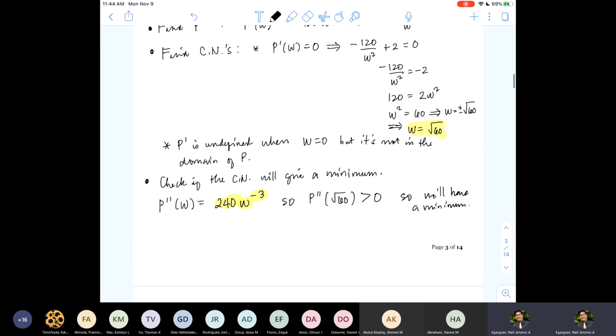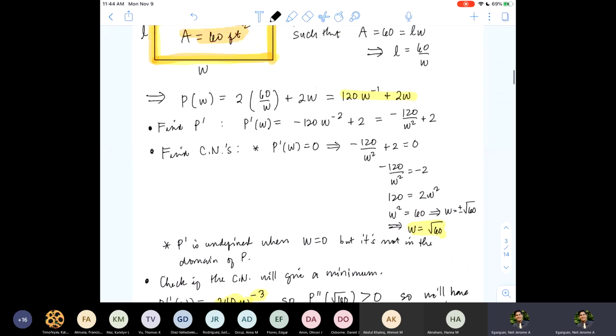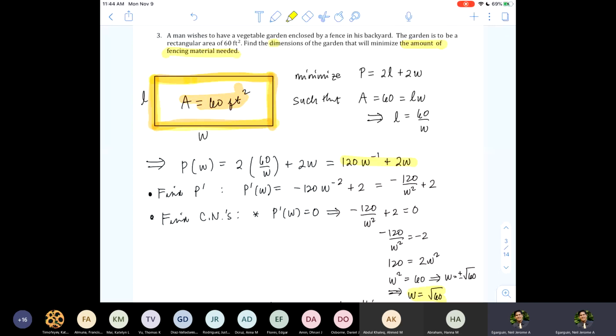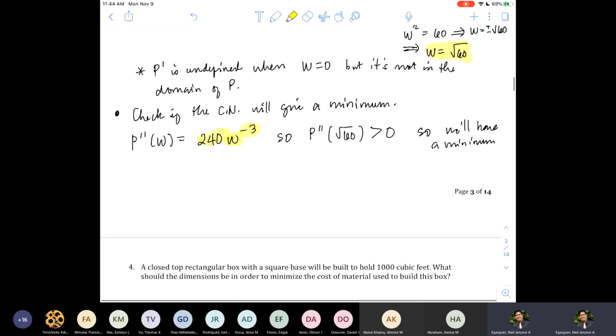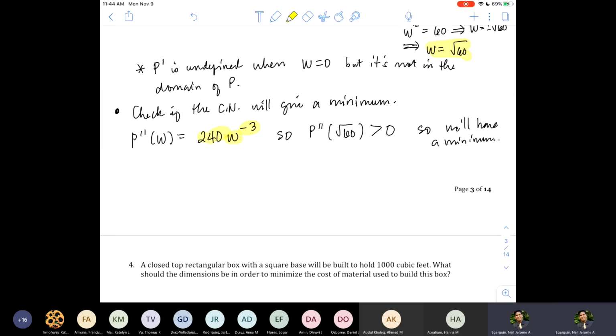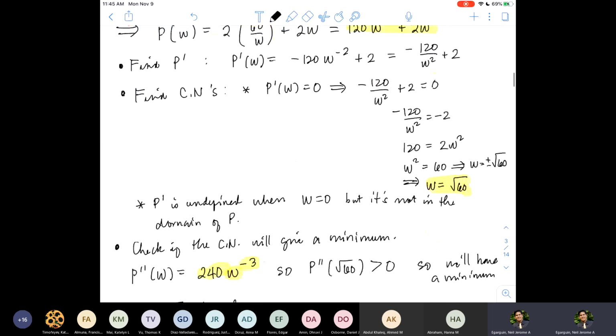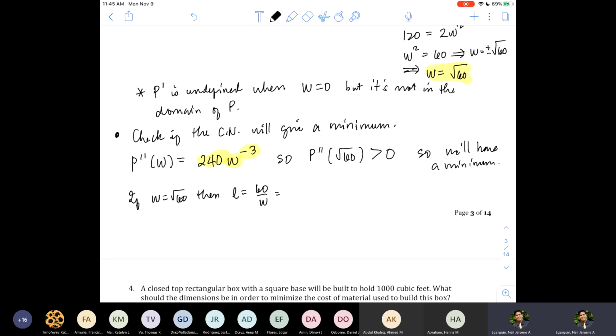Okay. And let's go back and see what was asked in the problem. It's looking for, again, the dimensions of the garden. So I need both the length and the width, right? So if W is root 60, then the length, according to the constraint, was 60 over W. This would be 60 over root of 60, which is 60 root of 60 over 60, which is also root of 60. Good.